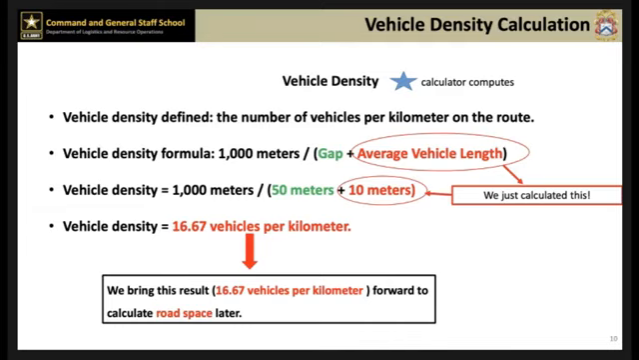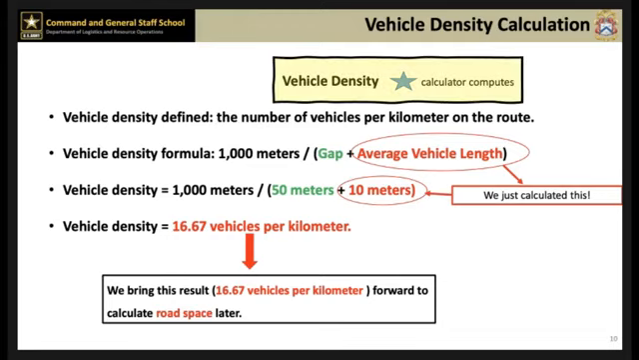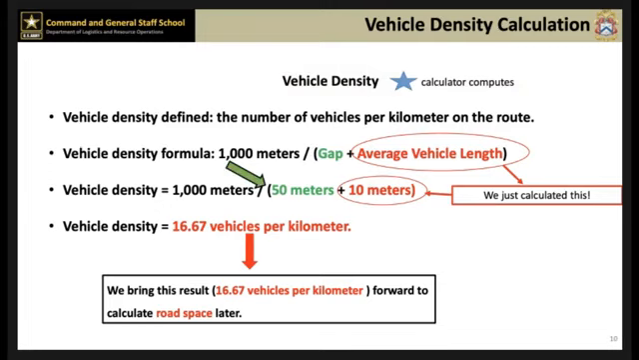We calculate vehicle density using 2 key inputs: the gap between individual vehicles and the average vehicle length. You can use either of the movement calculators to compute the vehicle density. The gap was provided in the movement order. We carry over the average vehicle length from our previous calculation, and the result is 16.67 vehicles per kilometer.